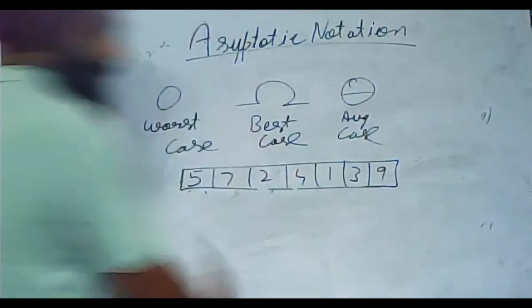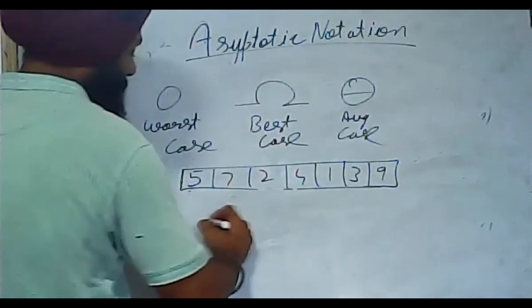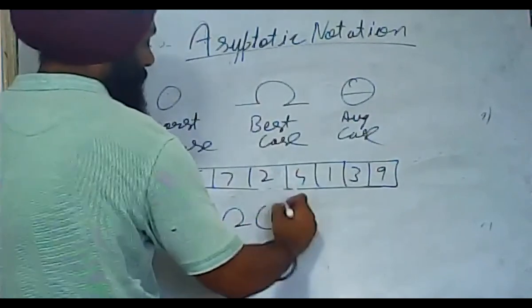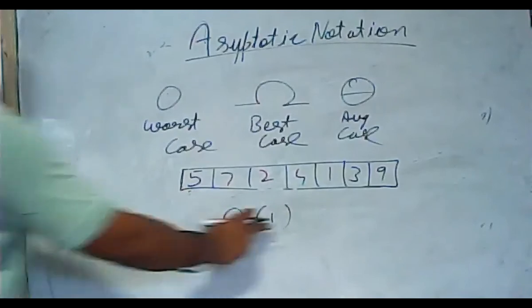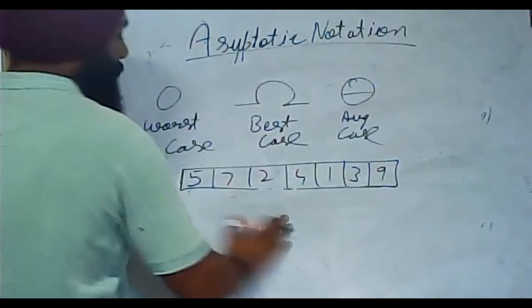So what is the best case? If I want to find out the very first element in the search. And what will be the worst case? So the best case can be written like this, omega of 1. So it signifies this is the best case. Okay. Then what will be the worst case?